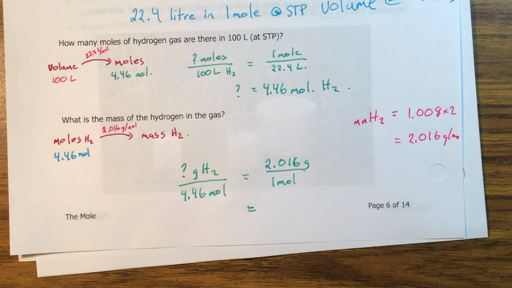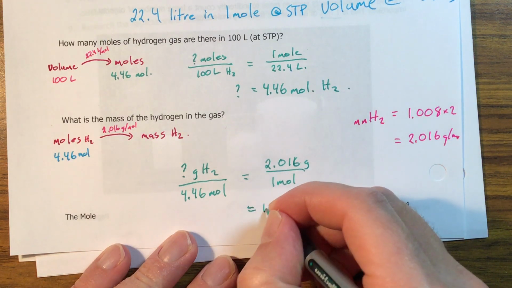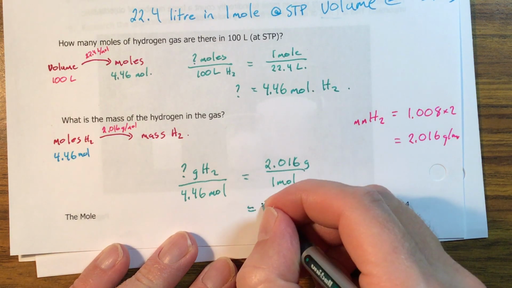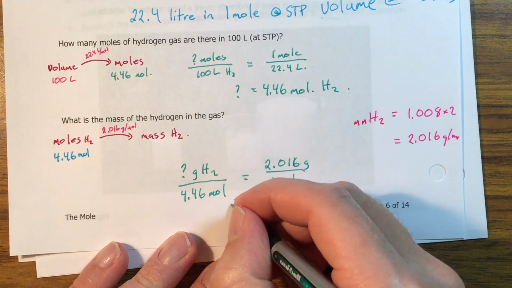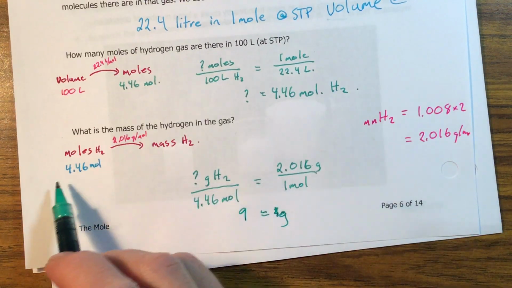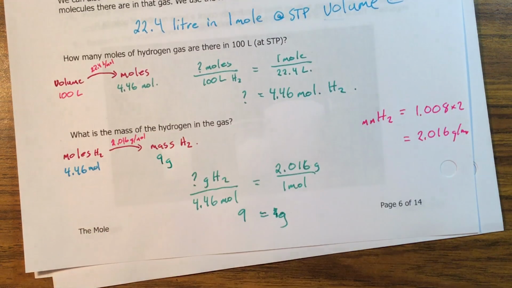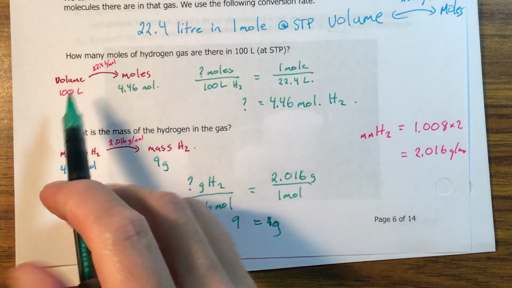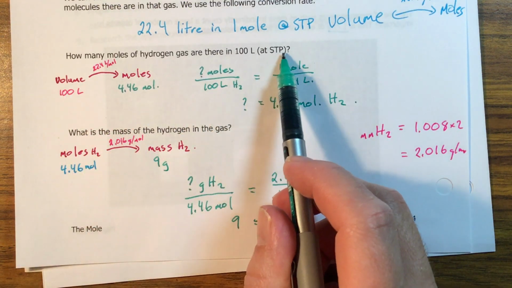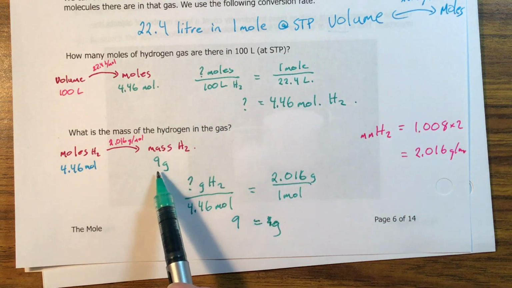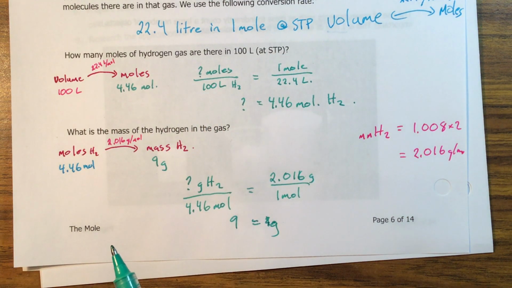I got exactly 9. That's pretty trippy. So the number of grams is 9. So my 4.46 moles will give me 9 grams of hydrogen gas. So that 100 liters of hydrogen gas at standard temperature and pressure turned out to be 9 grams of hydrogen.